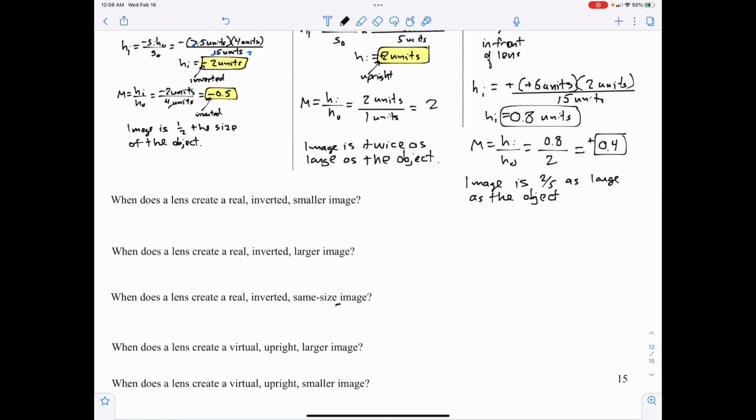Again, we're going to be finishing this summary in class after we complete all of our ray diagrams. It will make more sense as to when a lens creates a real image, a virtual image, same size, larger size, but I want to make sure we go through all of those scenarios together.